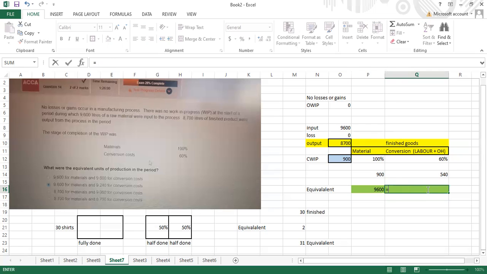And here, again you take the finished goods and the same figure, but you add this 540 and you will get the conversion cost figure, and that is 9,240, and B is the right answer. This I just explained.